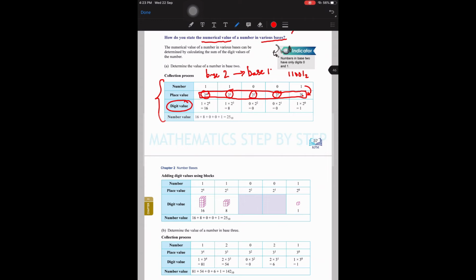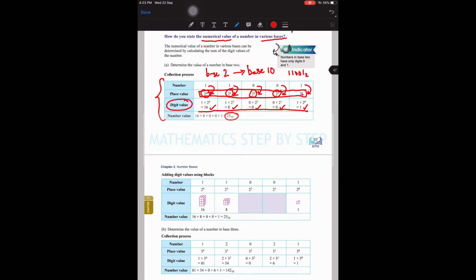1 times 2 to the power 0 gives us 1. 0 times anything is 0. Again, 0 times anything is 0. 1 times 2 to the power 3 gives us 8. 1 times 2 to the power 4 gives us 16. And then we add up all these digit values. It will be a number in base 10. So these are the steps involved in how to convert a number in base 2 to base 10.